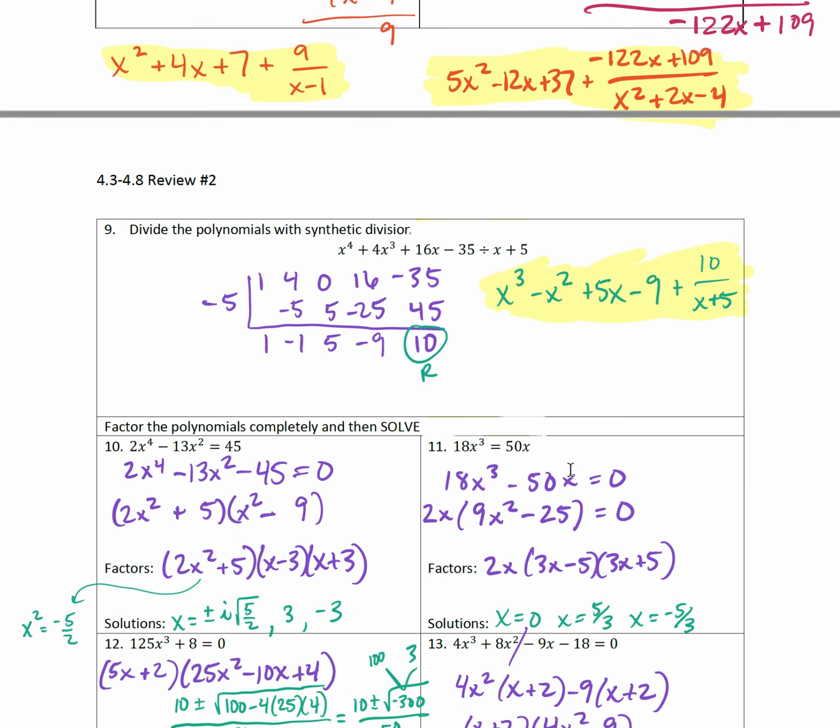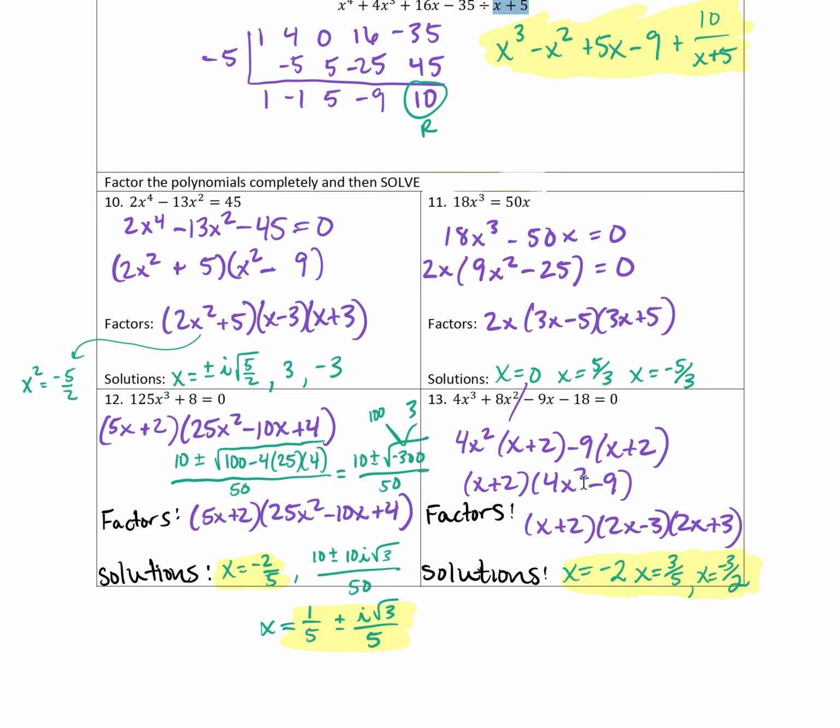Last one. Okay, this is synthetic. So if the factor is x plus 5, we do a minus 5 as the root. Do synthetic, we get a remainder of 10, which means x plus 5 is not a factor, and there's some remainder, 10 over x plus 5.